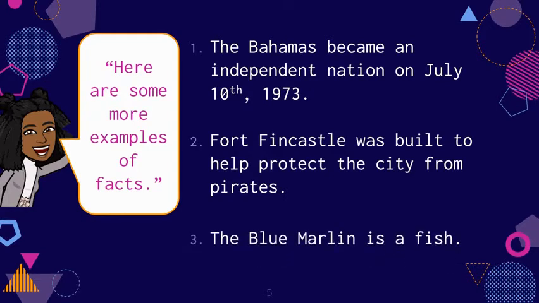Number 3. The blue marlin is a fish. How do you know that this is indeed a fact? Well, yep, you got it right again. This is a scientific statement. We can find out by researching this in a book or a reliable website. Awesome, boys and girls. You're doing an amazing job so far.